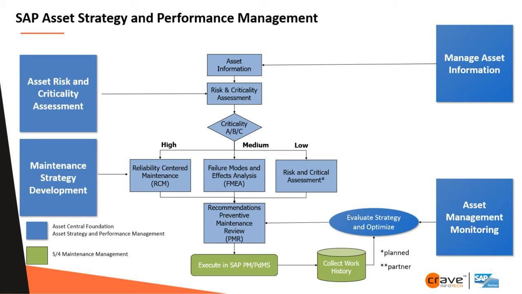What is the overall architecture you can see here? Asset risk and criticality assessment we can do as a preliminary, and we can divide that into reliability centered maintenance, failure mode and effect analysis, and risk and criticality assessment. And root cause analysis also.